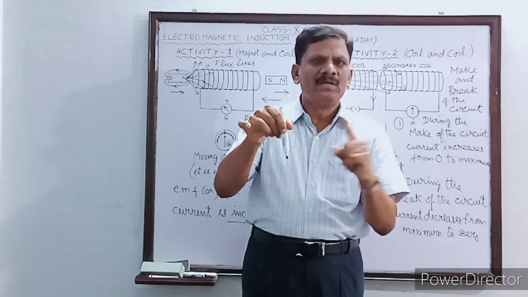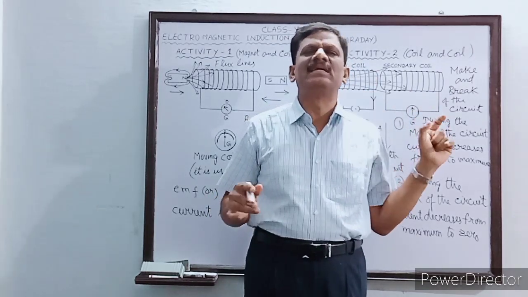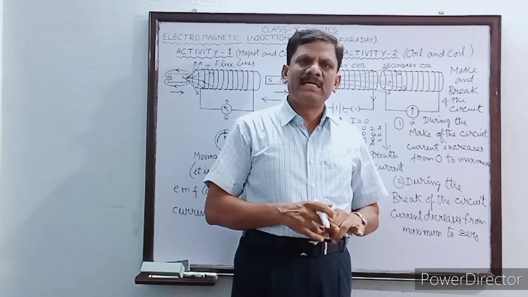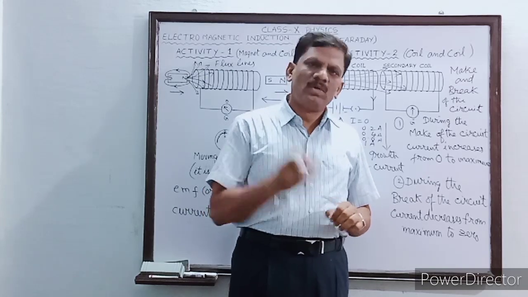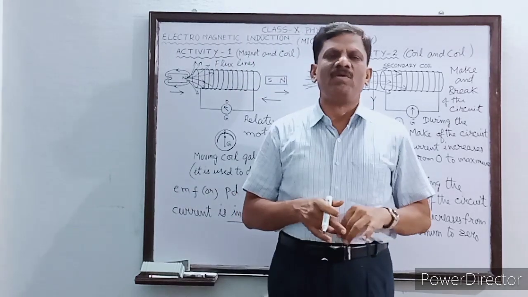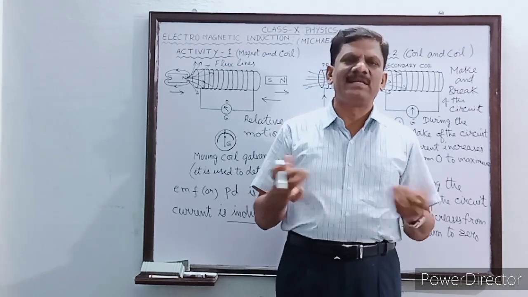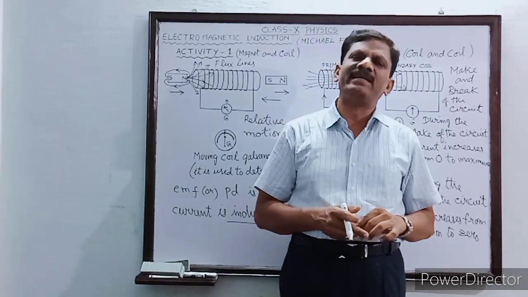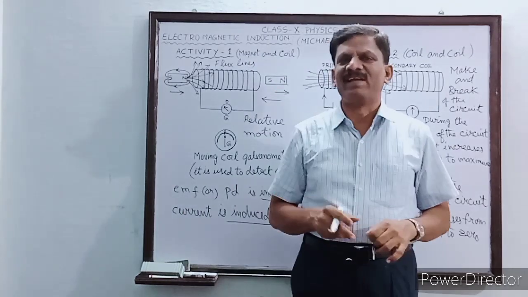No. Why? Because when a constant current is flowing through the circuit, the magnetic field also will be constant, so there is no change in the magnetic field. Though the current is flowing through the circuit, if constant current flows, there is no deflection, because the magnetic field strength does not change. Because electromagnetic induction is related to the change in the magnetic field or change in the magnetic flux.